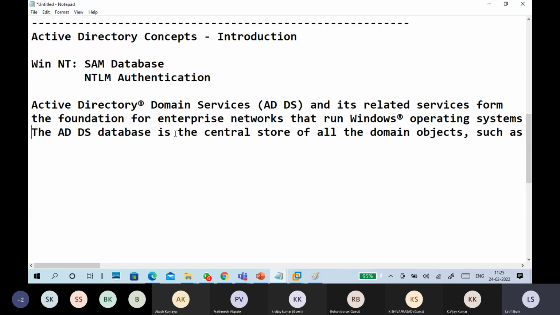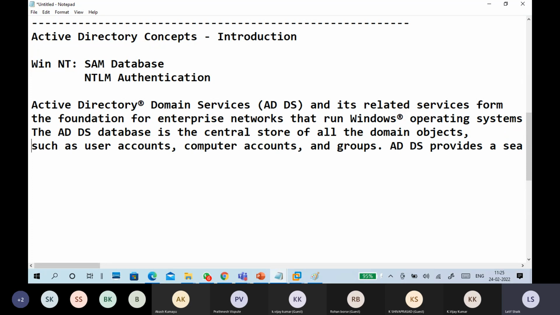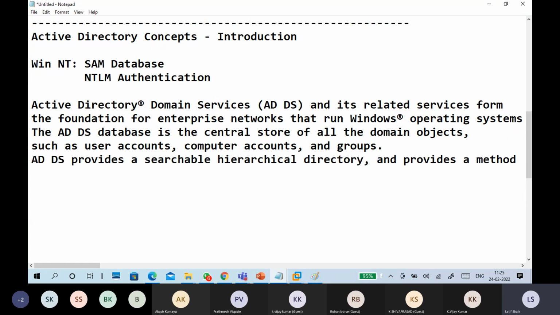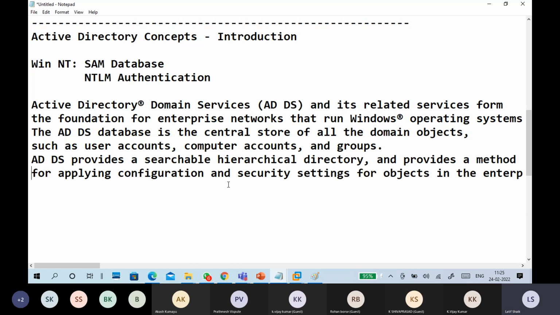The Active Directory database is a central store of all domain objects such as user accounts, computer accounts, and groups. AD DS provides a searchable hierarchical directory and a method for applying configuration and security settings for objects in the enterprise.